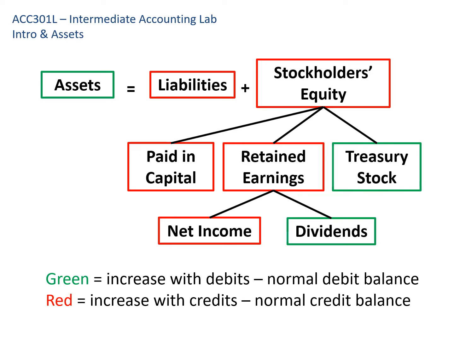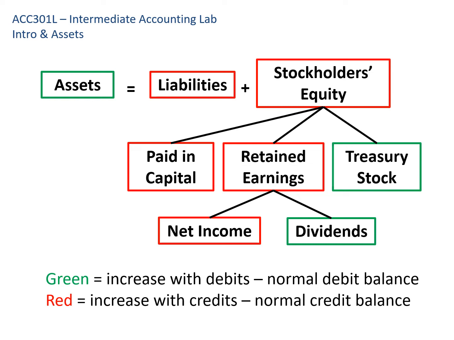The right side will increase with a credit. So I've broken down stockholders' equity into paid-in capital and retained earnings. They both also increase with a credit. And treasury stock, which is a contra account, so it has a different normal balance than its neighbors, increases with a debit. When I break down retained earnings, net income is going to have a credit impact, and dividends will have a debit impact.